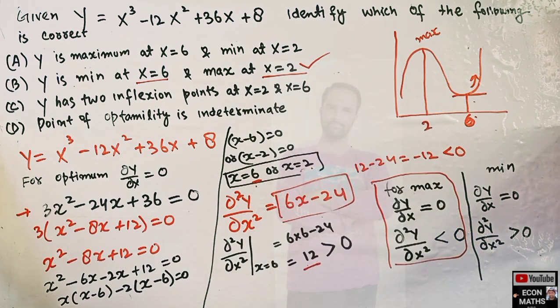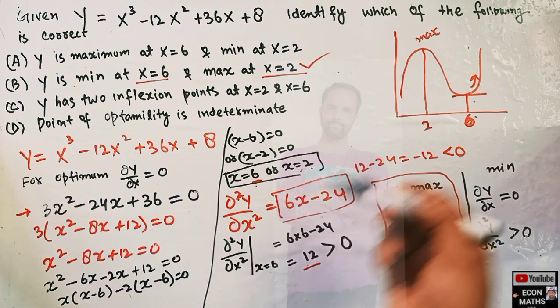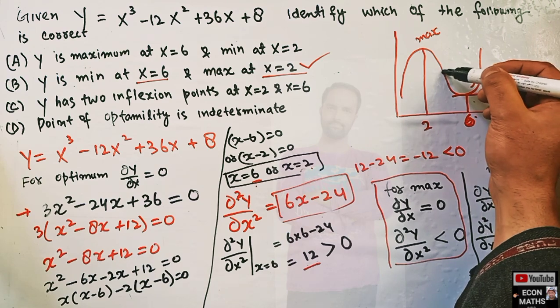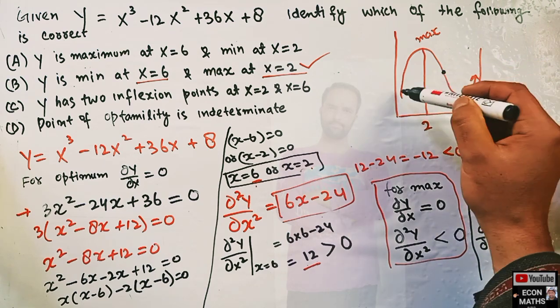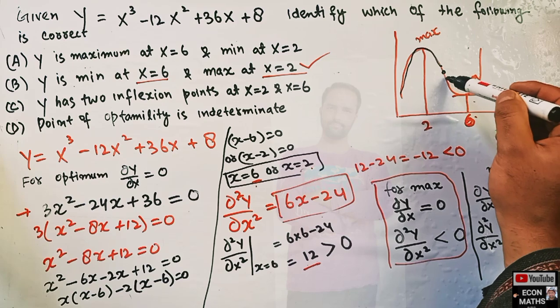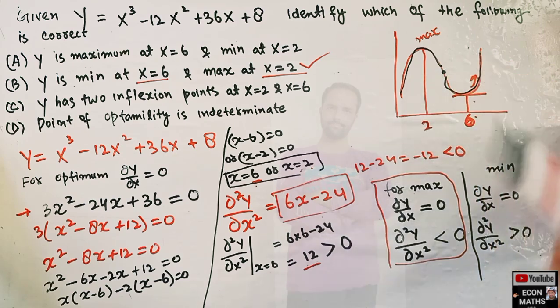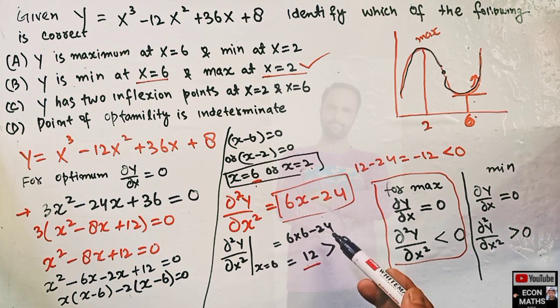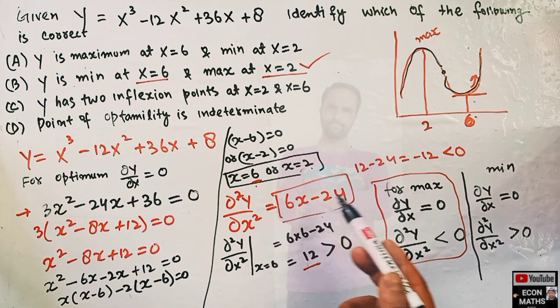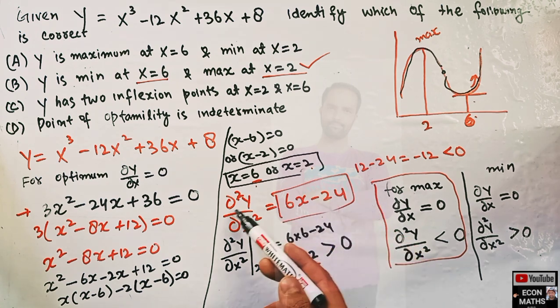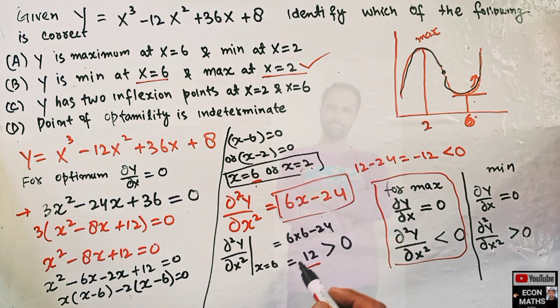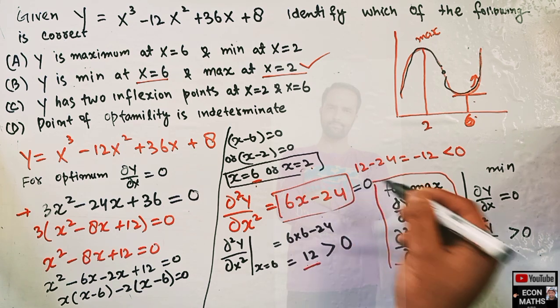Okay, so the third option is that y has 2 inflection points. By inflection we mean a point where the function changes its concavity. So let us say this is a point: up to this it is concave up, and after this it is concave down. To find the inflection point, we just need to set our second derivative equal to 0. This is our second derivative. If we set it equal to 0, we will get the inflection point.